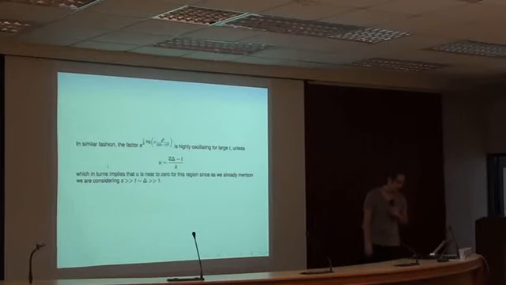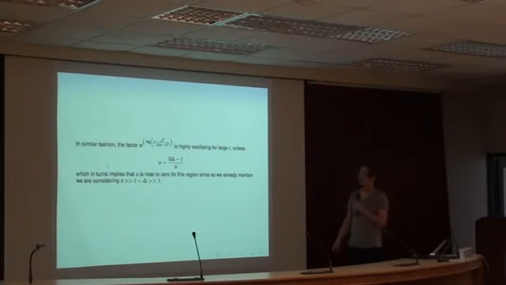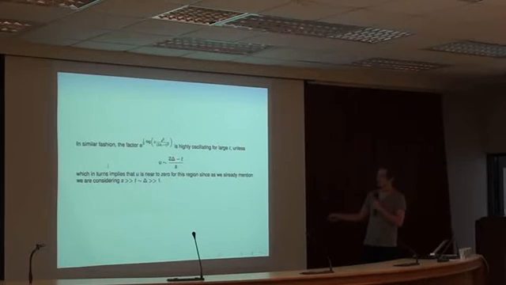So this confirms my claim that if you take V equals 1 and U equals 0, this region is, as I already mentioned, the region which we're considering, S much greater than T, delta much greater than 1. This region will dominate this Mellin integral representation.